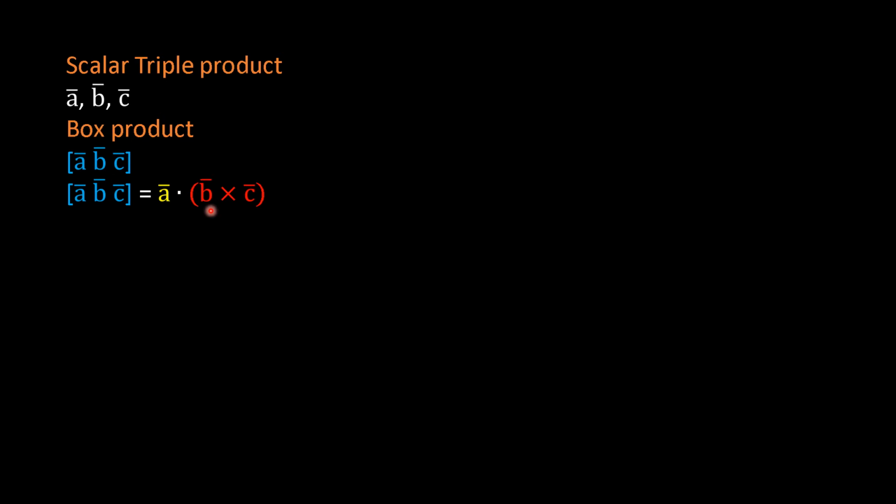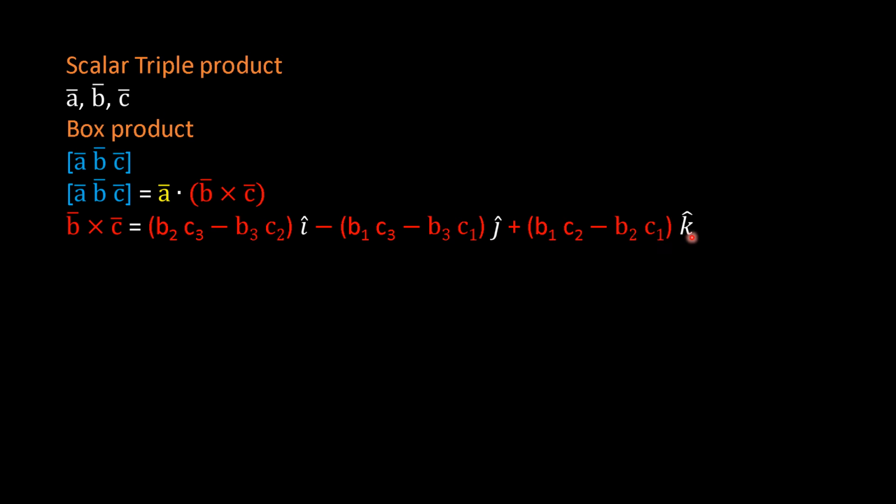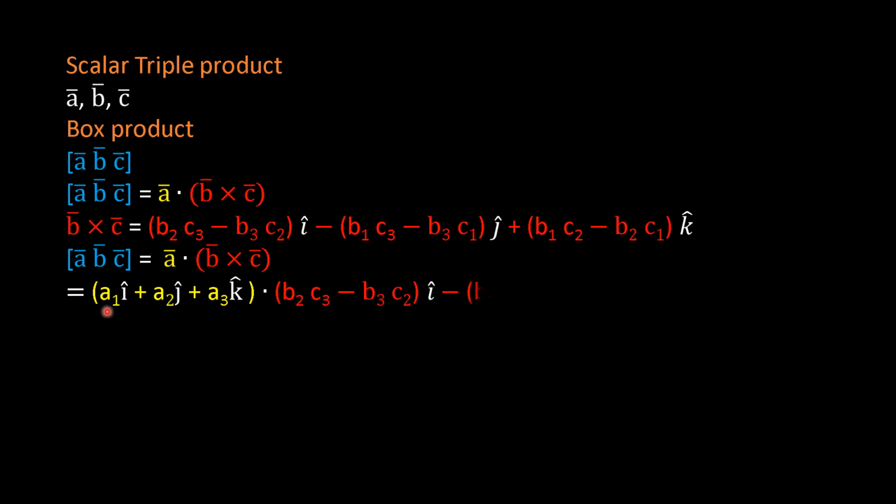Now we have already obtained the cross product of b bar and c bar as this vector. Now we will write box a bar, b bar, c bar as a bar dot b bar cross c bar. We will write a bar as a1i plus a2j plus a3k and b bar cross c bar, which we have already obtained, we will write over here. Now we know that dot product of two vectors is nothing but the sum of the product of the corresponding coefficients of i, j, k.